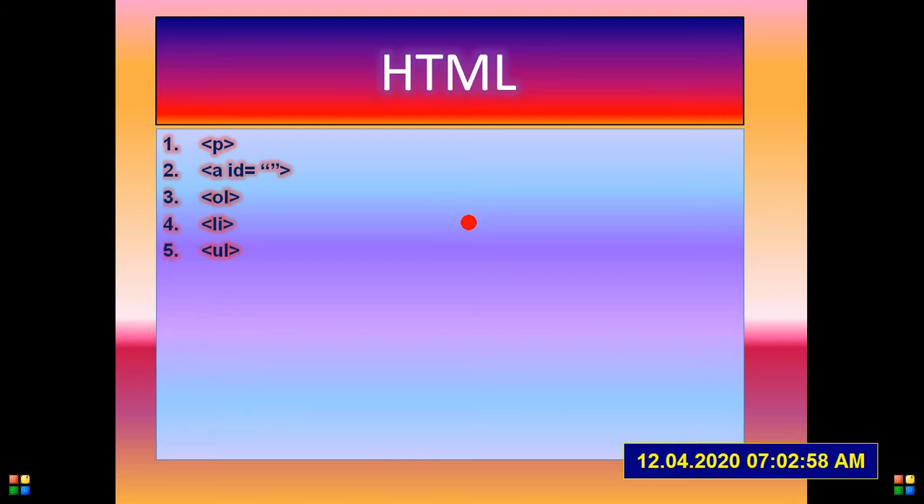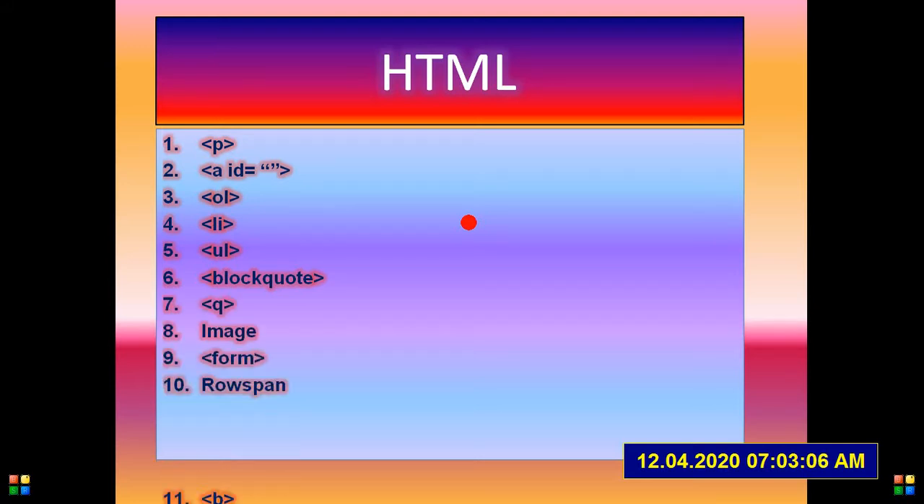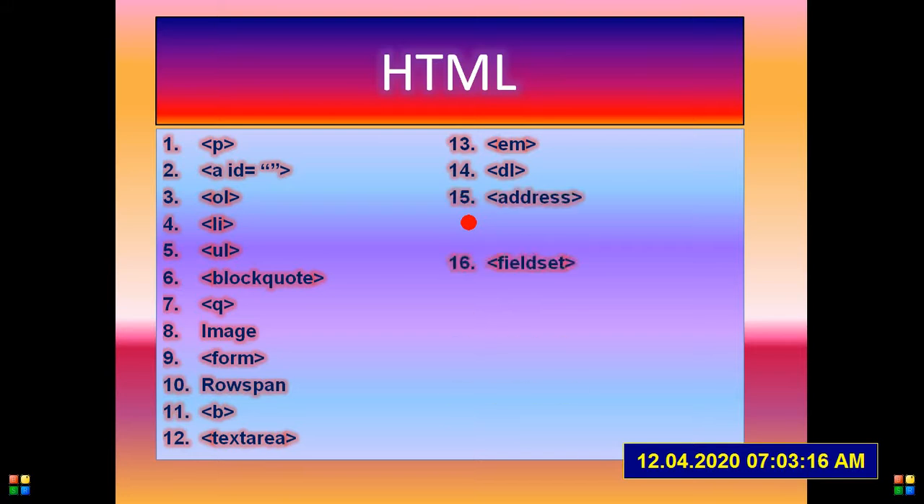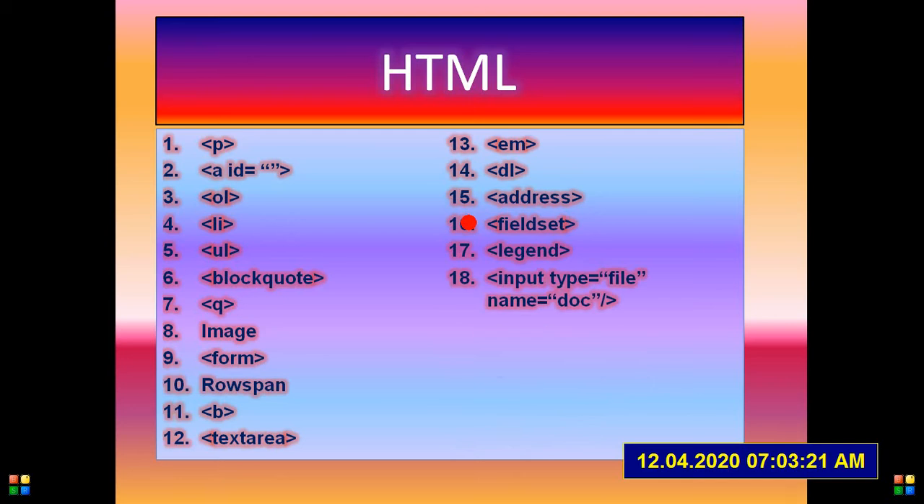unordered list tag, block code tag, queue tag, image tag, form tag, row span tag, bold tag, text area tag, em tag, definition list tag, address tag, field set tag, legend tag, then input tag with type attribute assigned with the value file, frame set tag, and then frame. Alright, so these are all the tags we are going to see.